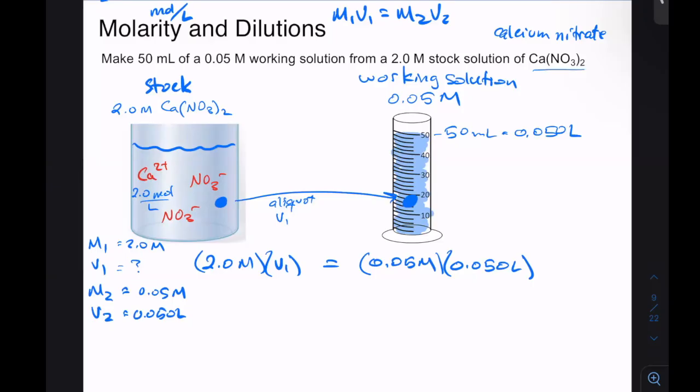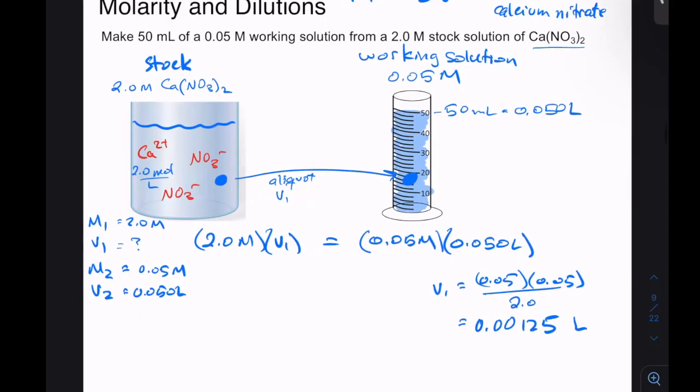All right, so the math is now straightforward. V1 is equal to 0.05 times 0.05 divided by 2 gives me the volume of 0.00125. Now you need to be careful with your units. What's the unit on that 0.00125? It's liters. Now, typically, we're working with this graduated cylinder, which is measured in milliliters. So I would want to probably convert that into milliliters. That's 1.25 milliliters.